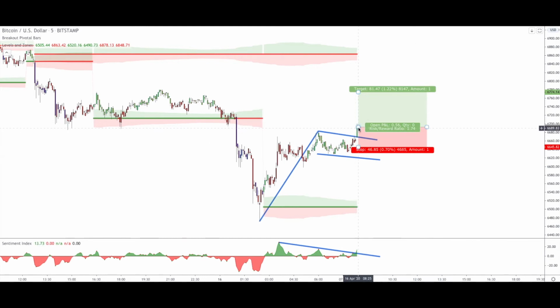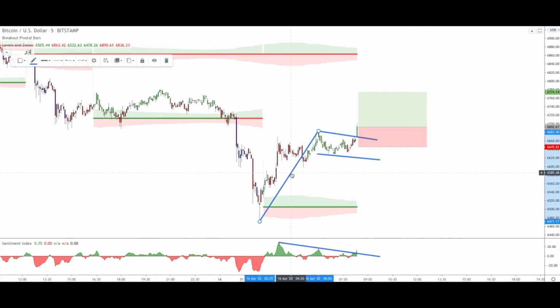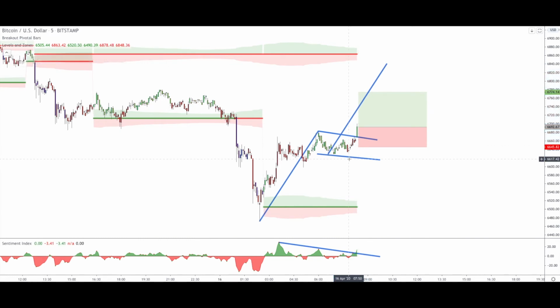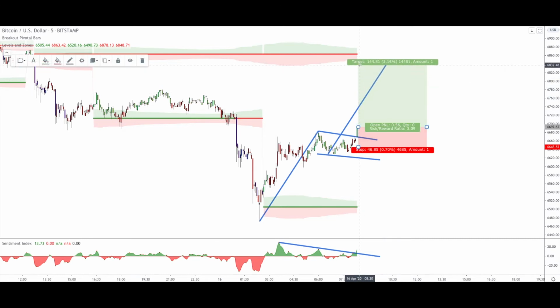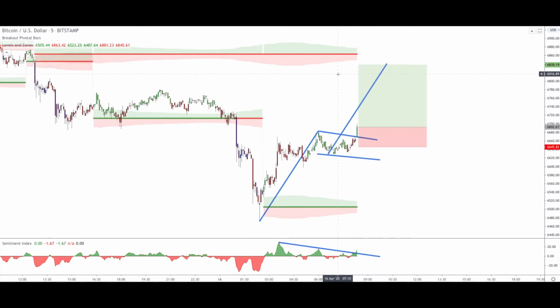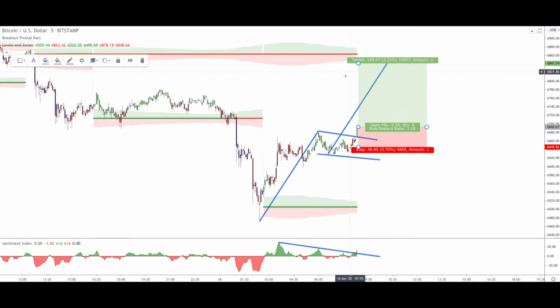And then regarding the target, what I usually do is that I just take the previous impulse and I project the impulse to the upside. So I take the lowest, it starts from the lowest point of the consolidation up to this level. So let's see what happens. Okay, so this is quite interesting because we have more than 3x risk reward, which is quite significant reward for this kind of setup.